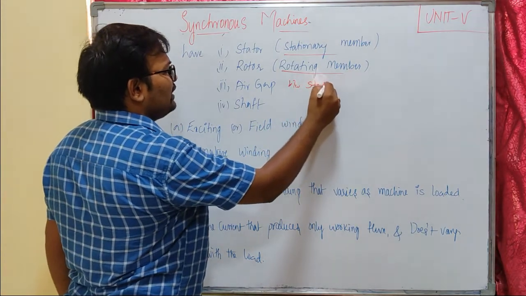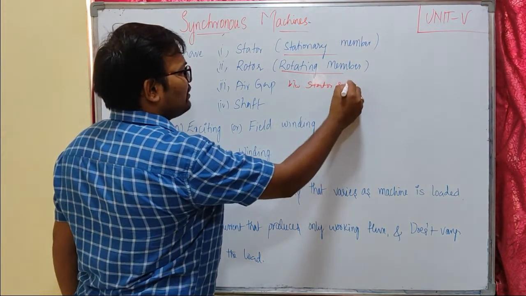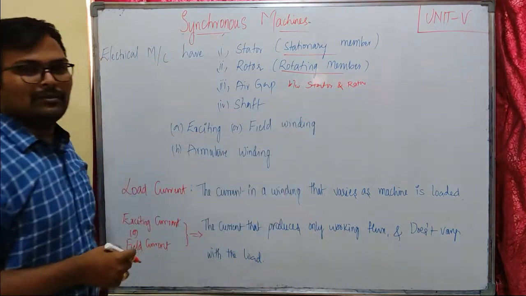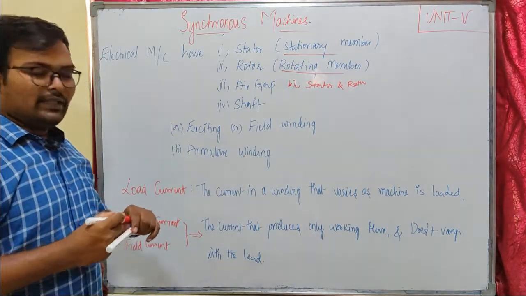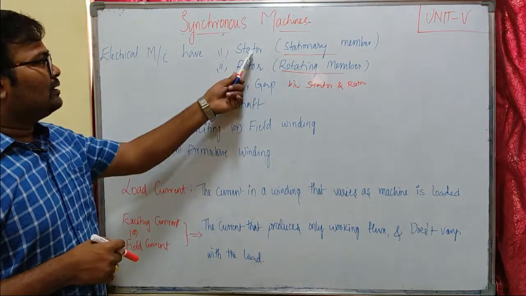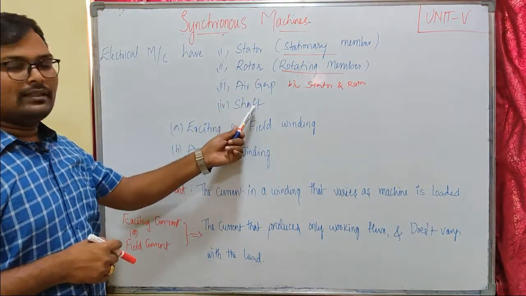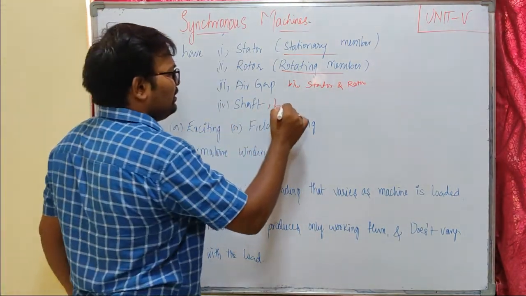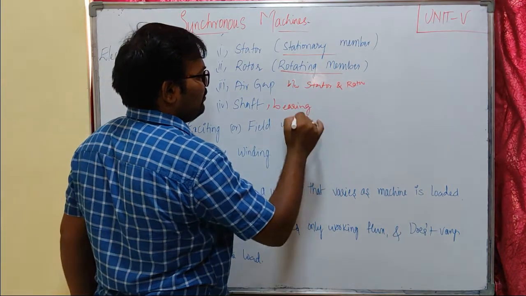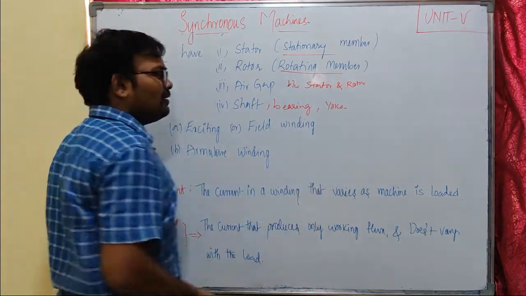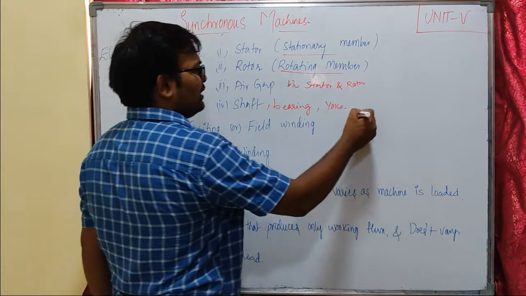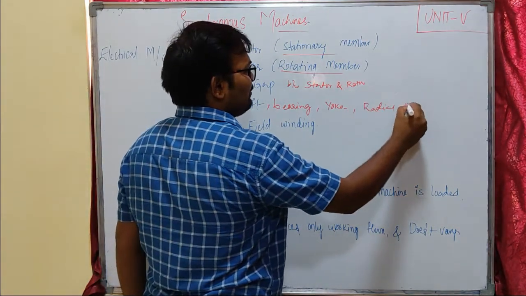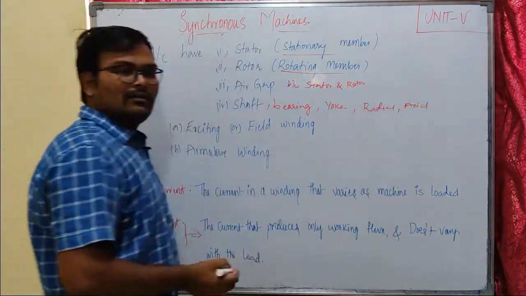Okay, this air gap is between the stator and rotor, we already know that, and it should be as minimum as possible to reduce the reluctance between stator and rotor flux. So this one is the stator, another is the rotor, third is the air gap, and fourth is the shaft, and there will be other additional parts: bearings, yoke, etc. And there will be radial or axial ventilation to dissipate the heat from the machine.